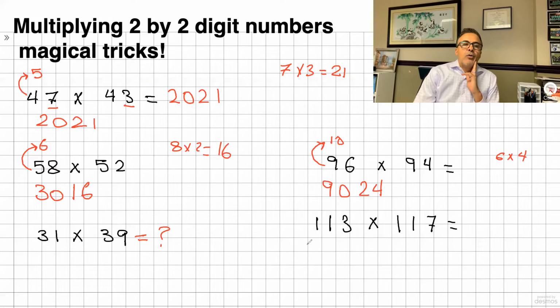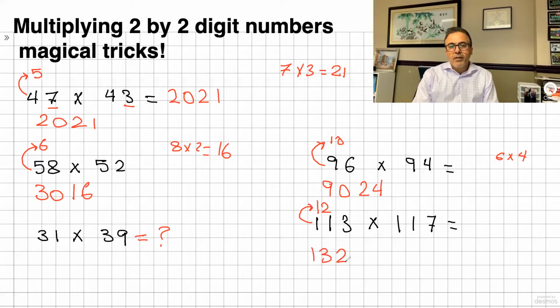Now, can we do this when we have 3 digits? Yes, we can. So we look at the 11. And we multiply the 11 by the number that comes right after it, which is the 12, which gives me 132. And then I take the 7 times 3. So the ones digits, you multiply them, you get 21, and that's what you put right here. Okay, so this is how you do the first method.